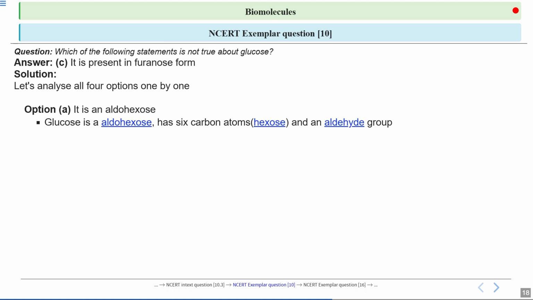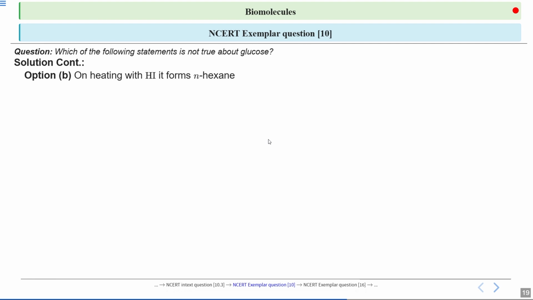And if you want to remember, it is very simple: aldo refers to the aldehyde group. If you look at aldohexose, aldo means aldehyde group and hexose refers to 6 carbons. So from the name itself, you can justify that it contains an aldehyde group and has 6 carbon atoms. So glucose is an aldohexose. If you see, it has 6 carbon atoms, 1, 2, 3, 4, 5, 6, and it has this aldehyde group.